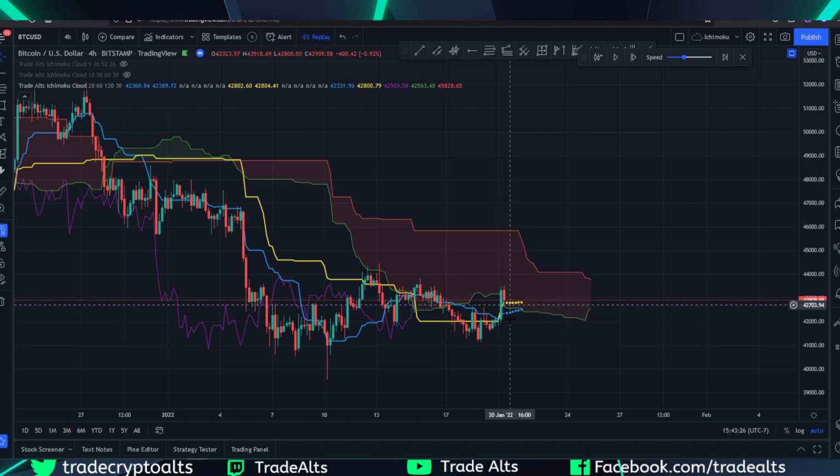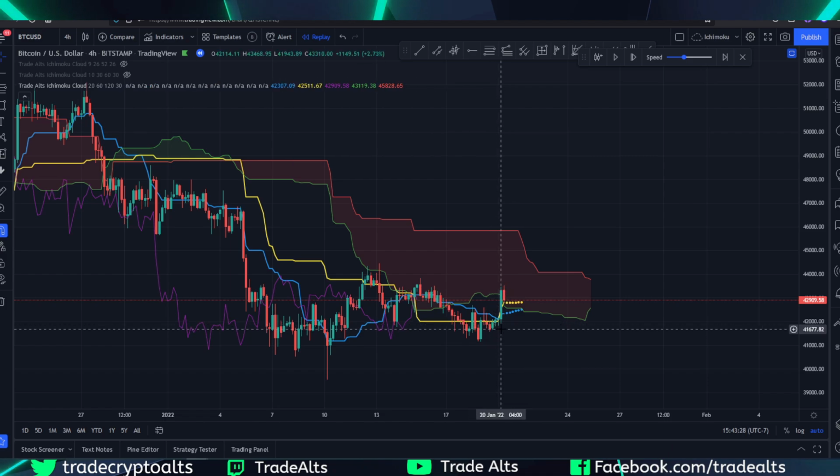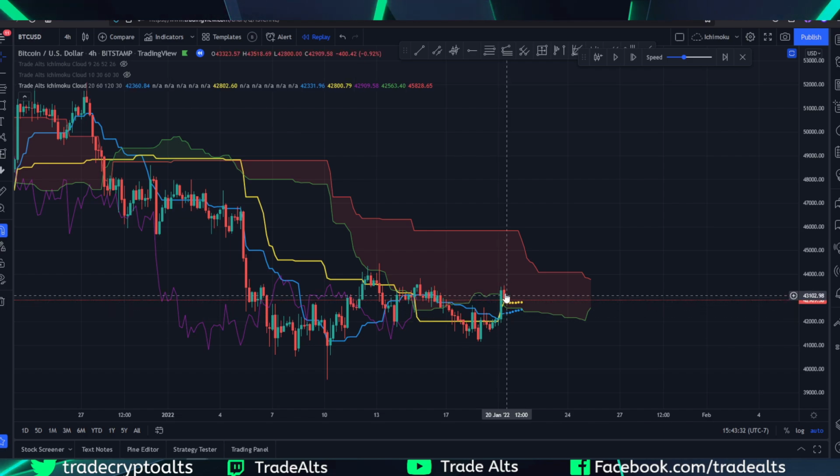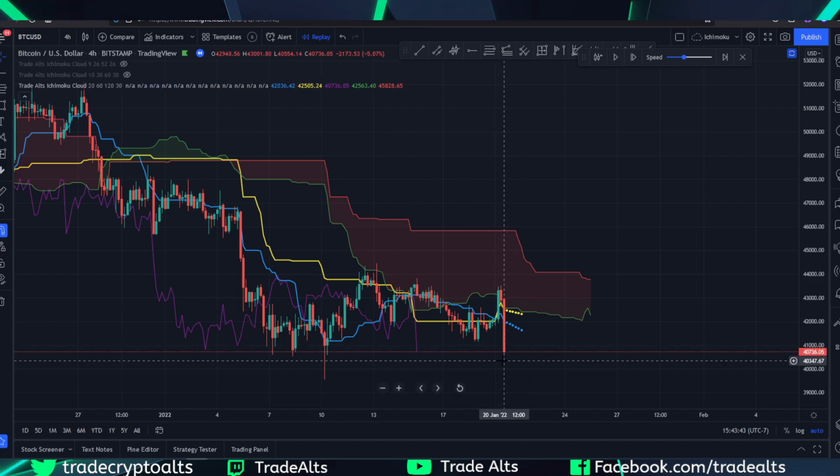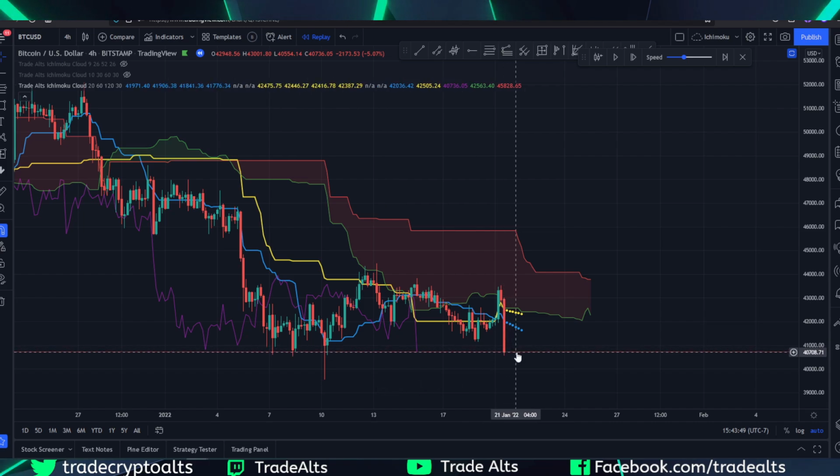So funny enough, this did trigger a TK cross, but price closed inside a cloud. So you do not have an entry. Okay, there. So this, you actually do have a short entry here, which is unfortunate that you didn't get.